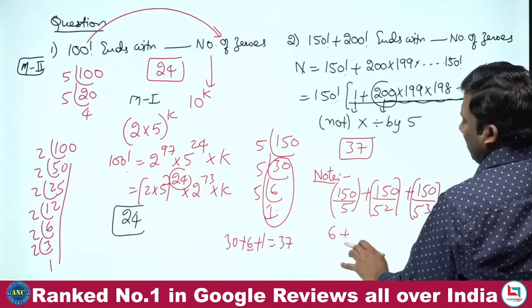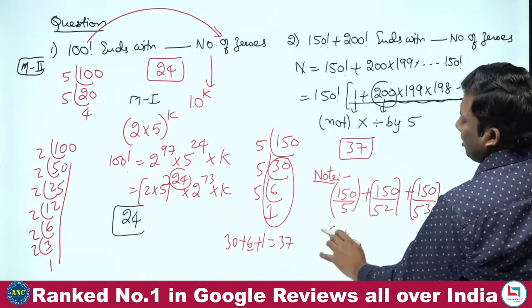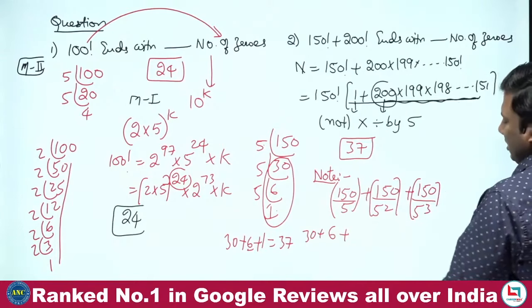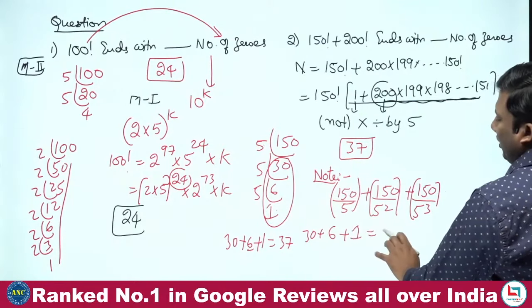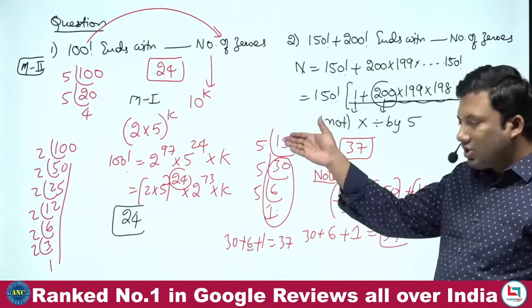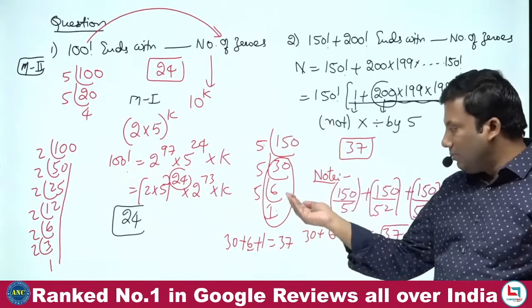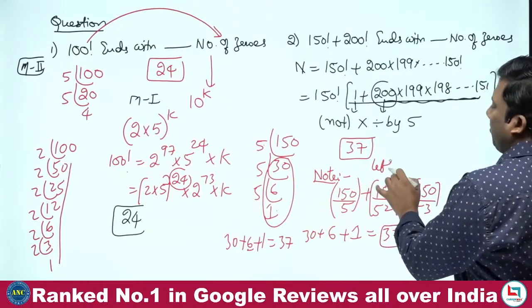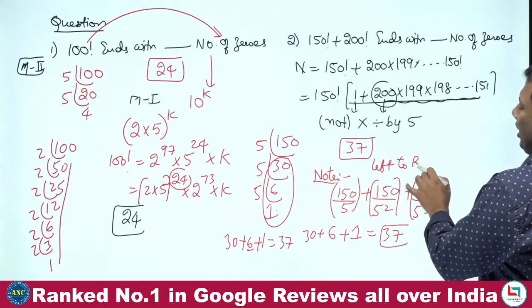5 goes 30 times. 150 by 25, 6 times. 150 by 125, 1 time. The answer is 1. I hope it is clear. Instead of doing it from top to bottom, I am doing it from left to right. This is a left to right approach.